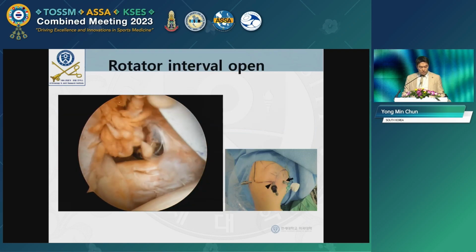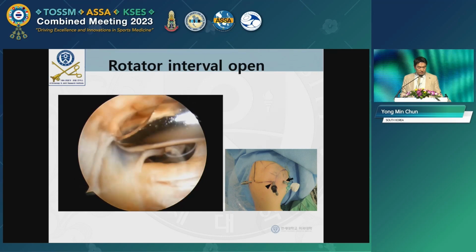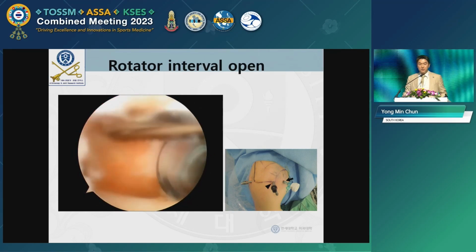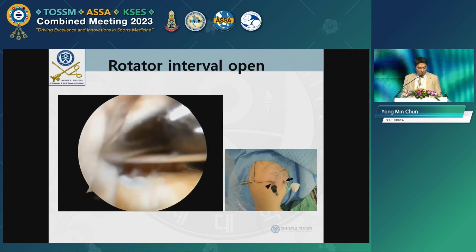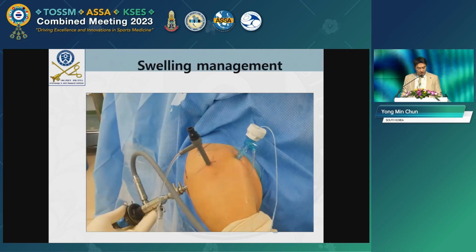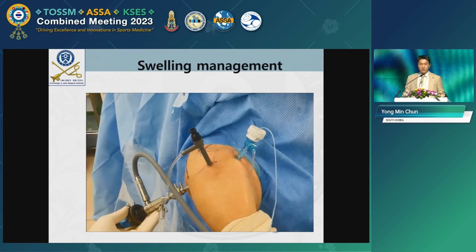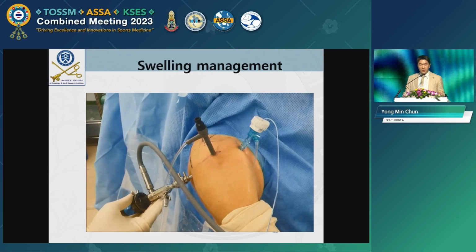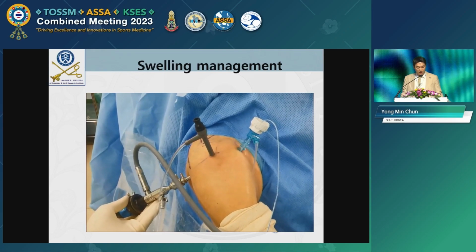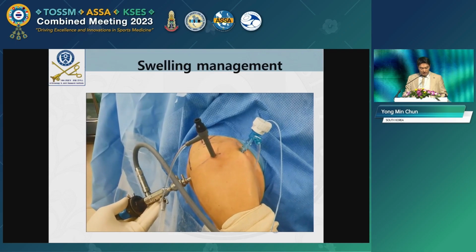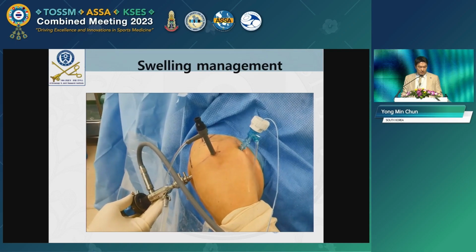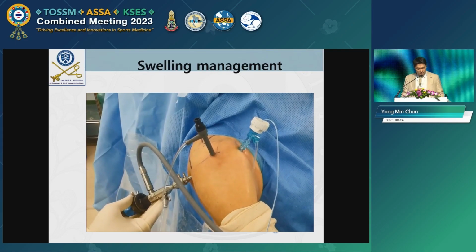So first, usually I open the rotator interval using the shaver like this. Usually, I prefer the beach chair position. Once the rotator interval is open, the swelling gets worse. So usually I let the fluid run down. Some surgeons prefer an outflow or something, but I prefer to let the fluid run down like this.